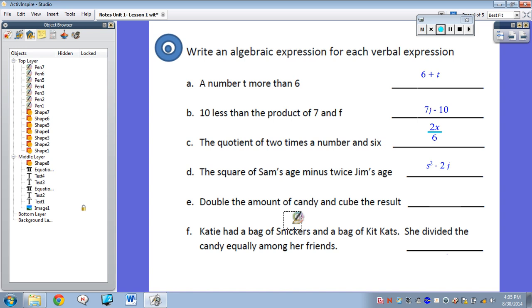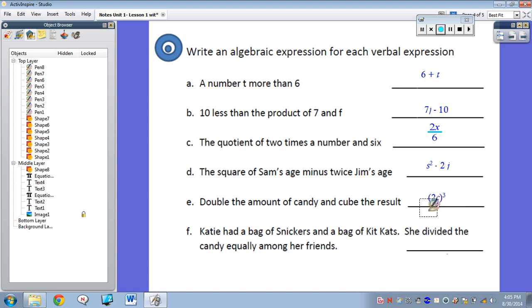All right, E, double the amount of candy and cube the result you get after you double the amount of candy. So doubling candy, again, another word for doubling is the same as twice, so you're multiplying by 2. So if you think of taking candy and using C for candy, and you're going to double that, so 2 times C.